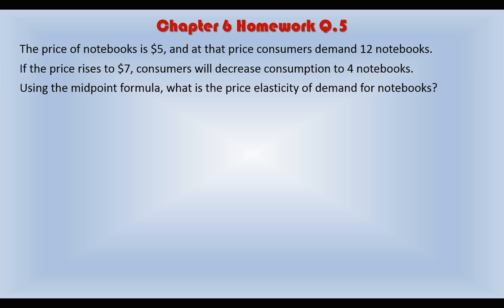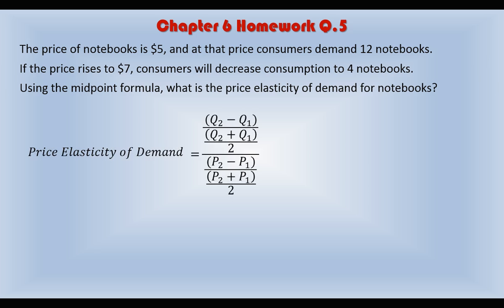What is the average of the quantities? The starting and the ending point are what? 8 is the average, right? Starting point is 12, ending point is 4. Add those together, you get 16 divided by 2, which is 8. What about the change in price here? And what is the average of the prices? 6, right? 5 plus 7 is 12, divided by 2 is 6. Okay, so now just plugging all this into our formula.